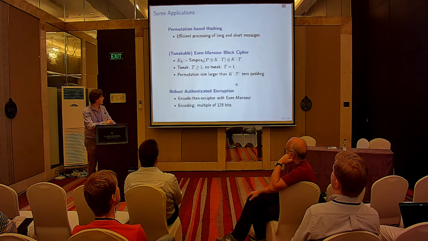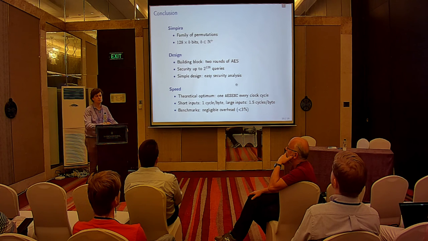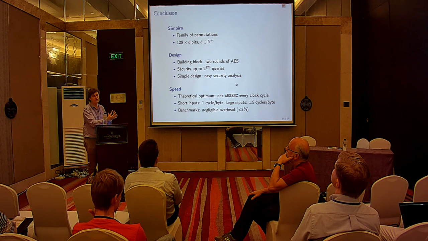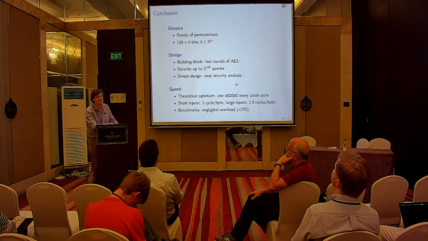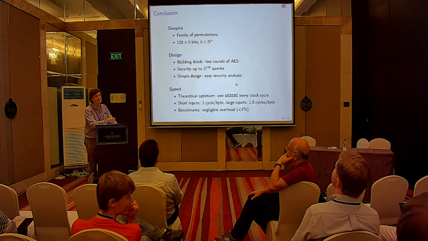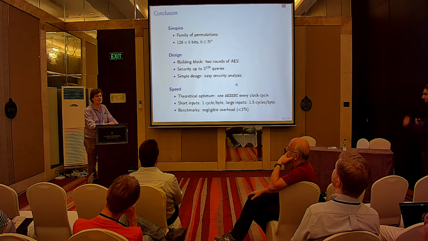So this means, and I have this on the last slide, that when your inputs become large and you can ignore the 36, your performance is 1.5 cycles per byte. That's bad, right? That's what you want to say? You can do better, but we want something that is secure up to 2 to the 128 queries.